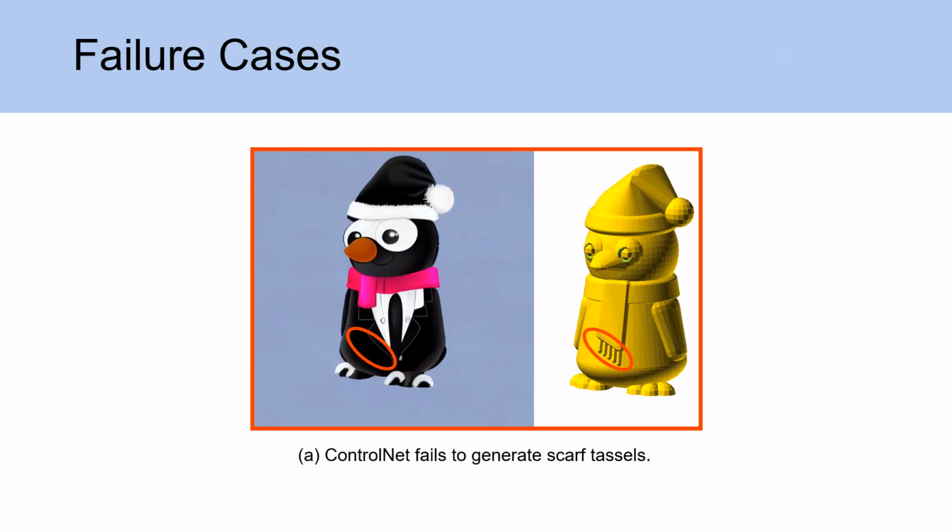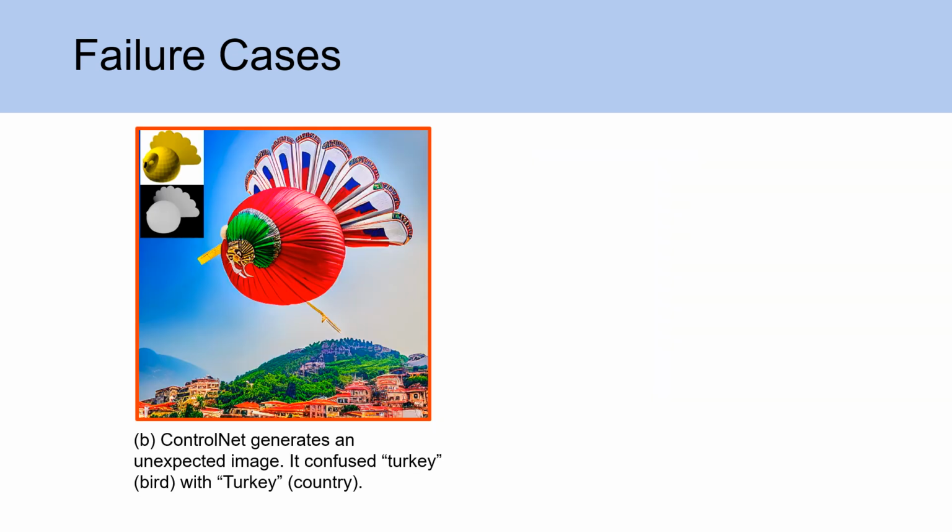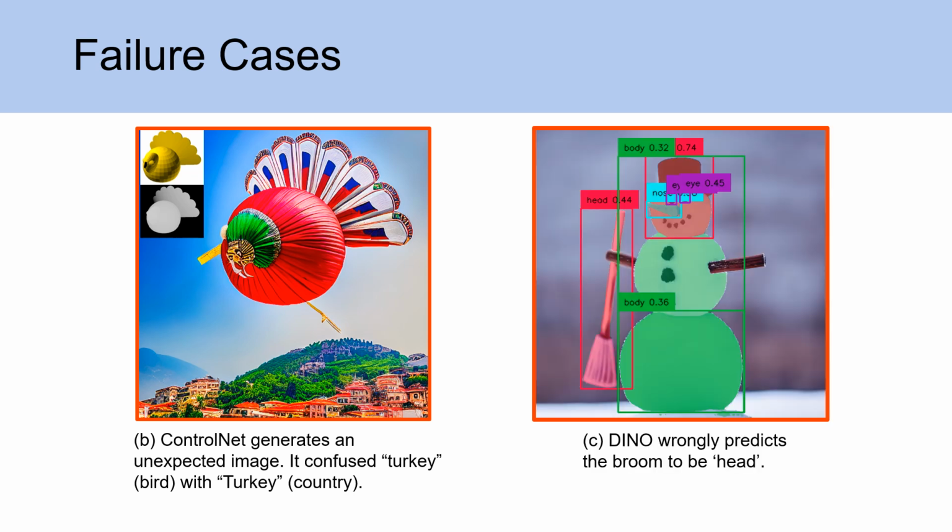Our method is not perfect. There are some failure cases. First of all, we inherit drawbacks from ControlNet. In this example, the small details of the scalp tassels are not generated in the realistic image from ControlNet. We thus mislabel it in the program, even though geometrically it's clear. Second, given a turkey depth map, ControlNet generates an unexpected image because we think it confused the bird turkey with the country Turkey. Third, Dino wrongly predicts the broom to be the head, and we cannot correct it.